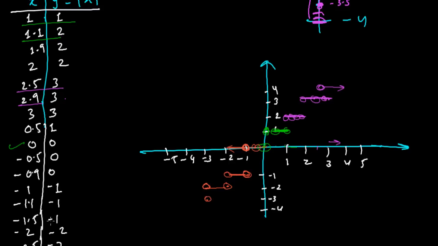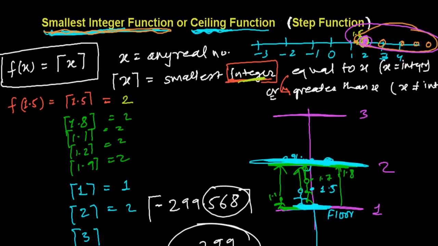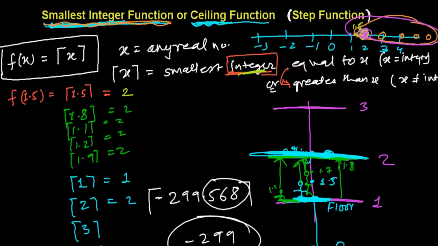here, right? Because at minus 3, you'll get minus 3 here. It works still here, but void at minus 4. Similarly, it works here, but it will be void here, right? So it's something like this in this direction. So this was the graph of the smallest integer function, or you can say the ceiling function or a step function. Further, the properties and all this will be discussed in the next video, because it's really getting longer, right?